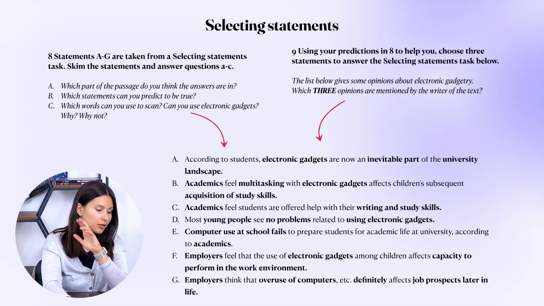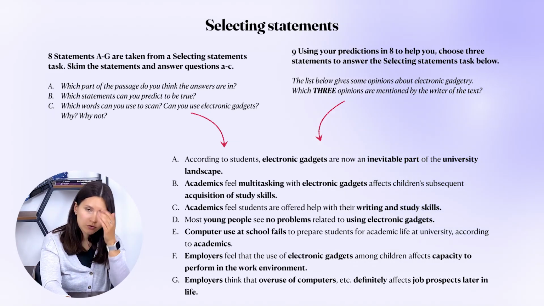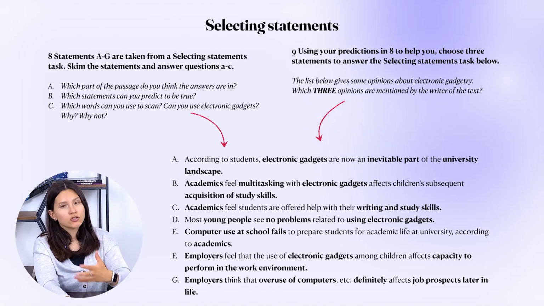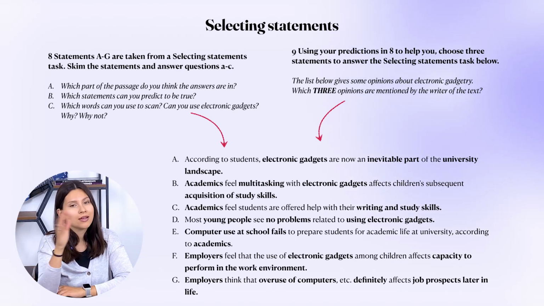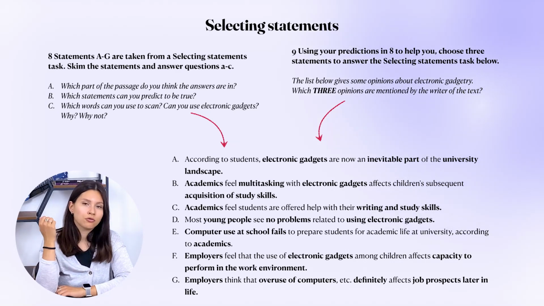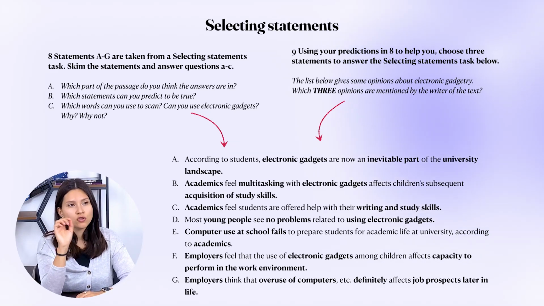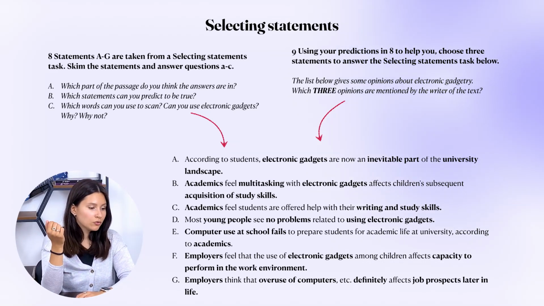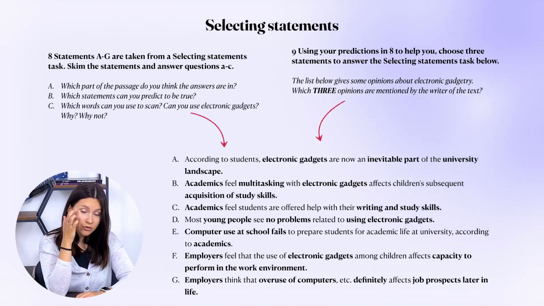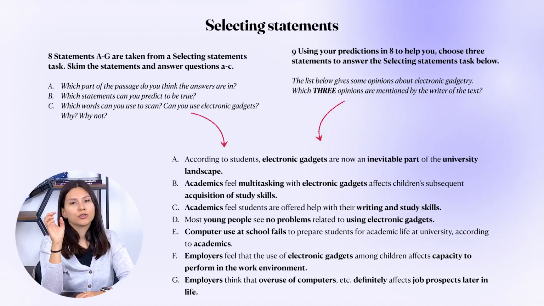Yeah, and the last one again, employers: overuse of computers, using it too much, too often, definitely affects job prospects later in life. So it's about the future and the negative effects of electronic gadget usage. All right, so you should do it quickly, yeah? And then you have to answer the question: can you use electronic gadgets as the keyword to scan?